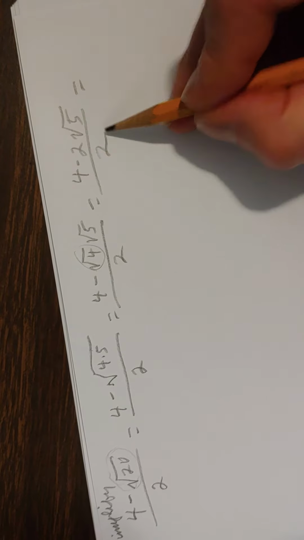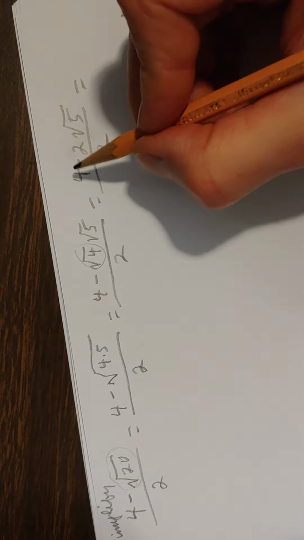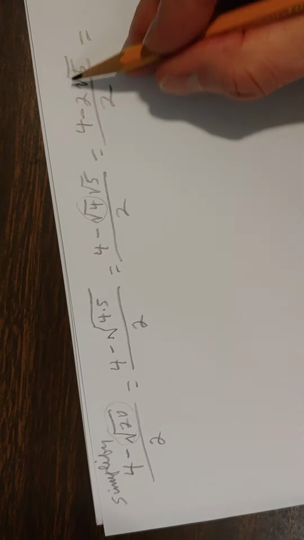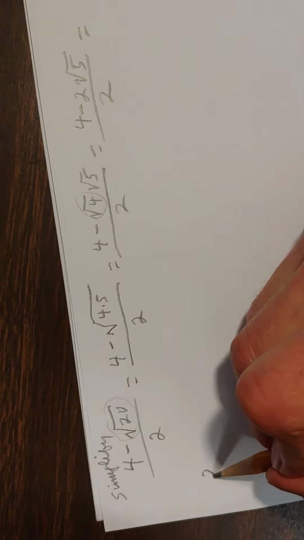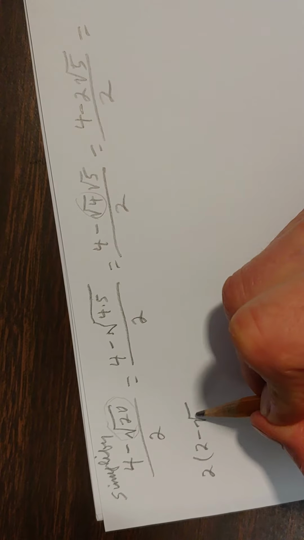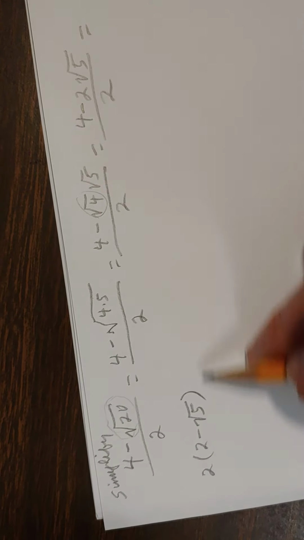You do this one of two ways. One way is to factor a 2 out of the numerator. So let's do that first. I could factor a 2 out of the numerator. If I did, the numerator would be 2 times (2 minus the square root of 5). Multiply it back out to check to see if you're correct.